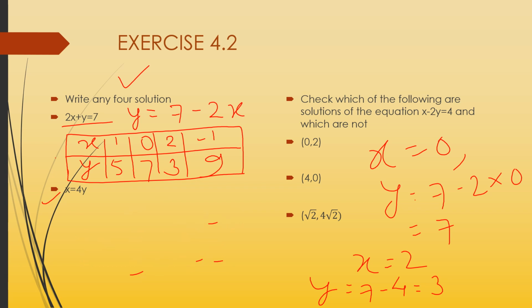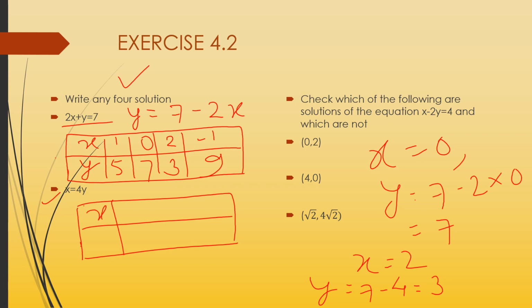The second part is x equals 4y. So already it is in terms of y. x is given in terms of y. No need to rewrite it. You may simply substitute and make a table so that it will be easy for you to write all the values of x and y. Four values we are going to find out.